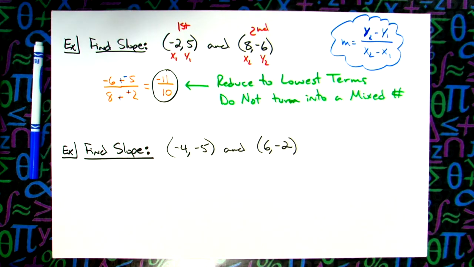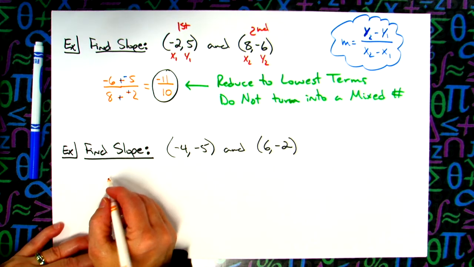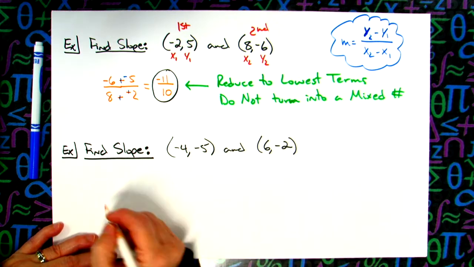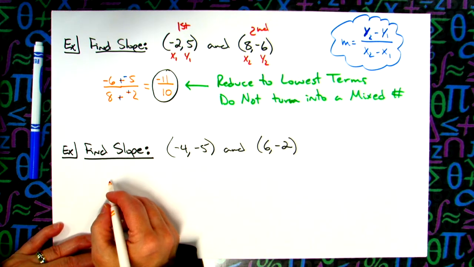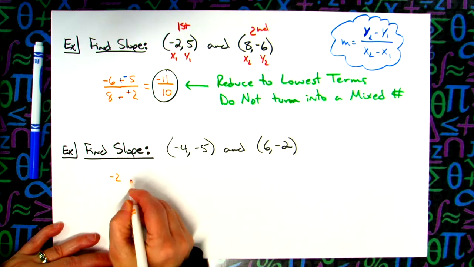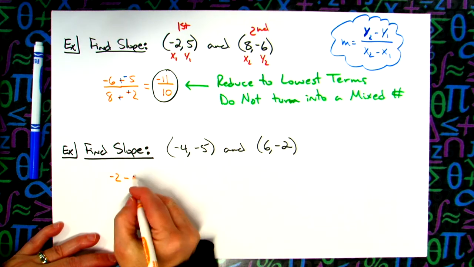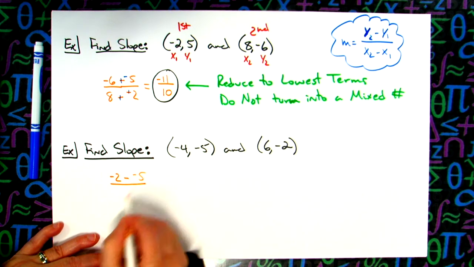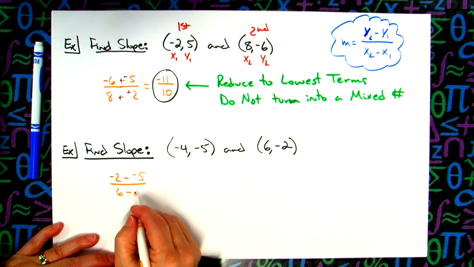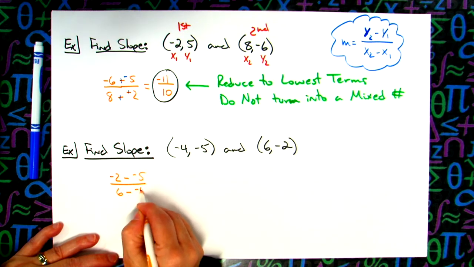Okay, Landon, what did you get? 3 over 10. Okay, very good. He got 3 over 10. 3 over 10 is the right answer. Okay, so following that formula, my y sub 2 value is a negative 2. I'm going to subtract my y sub 1, which is a negative 5. I'm going to put that all over the x sub 2, which is a 6, minus the x sub 1, which is a negative 4.